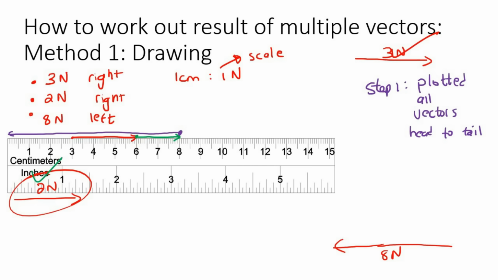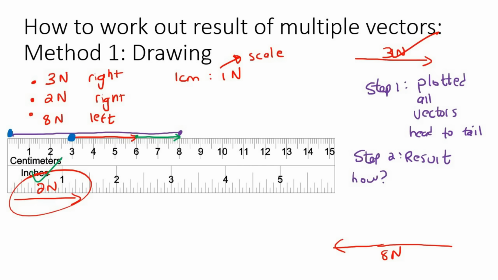Now step 2, we need to work out the result. So step 2, get the result. How do we get the result? You go back to the very start, the tail of the first one. Where did we start? We started over here, remember? Then go to the very end. Where did we end? Over here. So we went to the very start, which was the tail of the first one, and to the very end, which was the head of the last one.